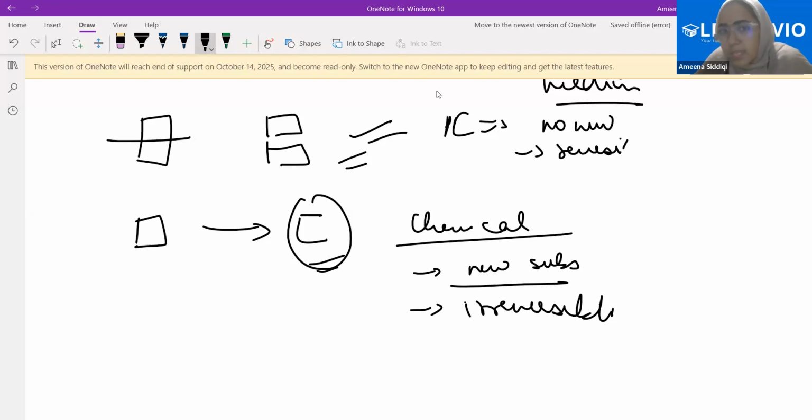It is reversible. And if the shape, the size, or the physical state of anything is changing, it comes under physical change. Shape, size, or physical state is changing, it comes under physical change. I'll quickly go through that.